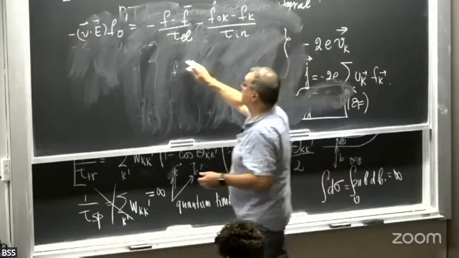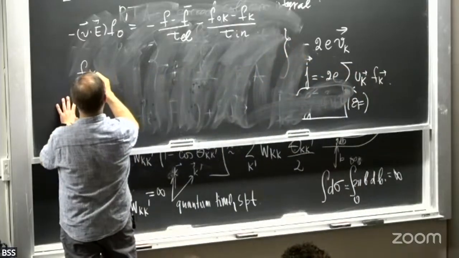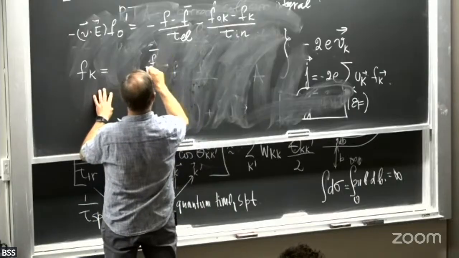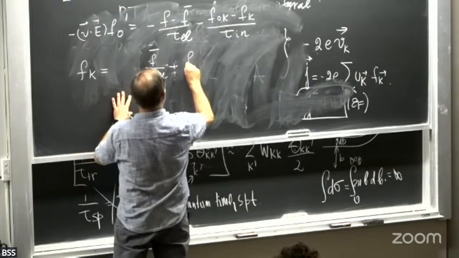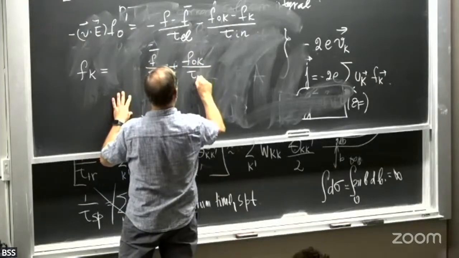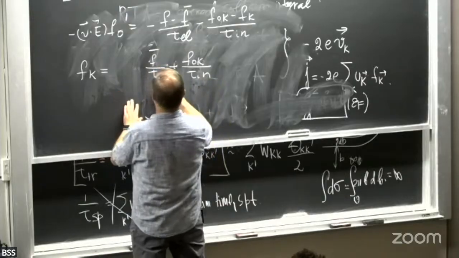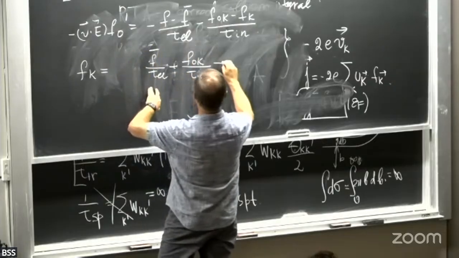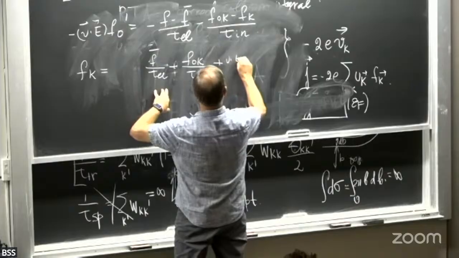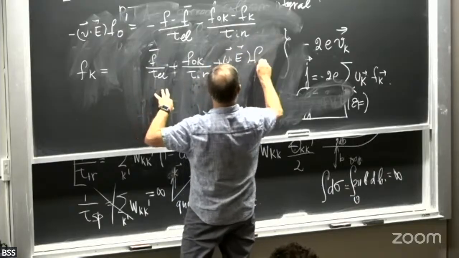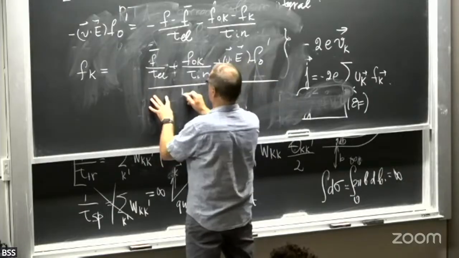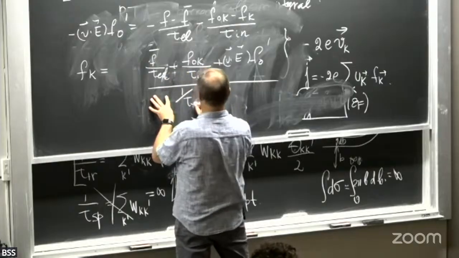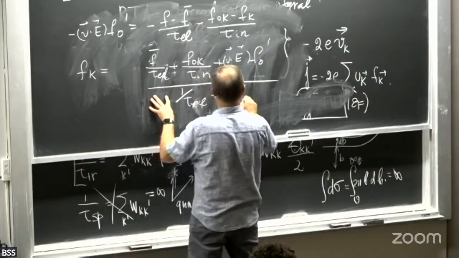Okay, let's solve it. So we'll have f of k equal to f bar over tau elastic plus f naught of k over tau inelastic. Sorry, getting ahead of myself. Plus the field term, f naught prime, divided by 1 over tau elastic plus 1 over tau inelastic.